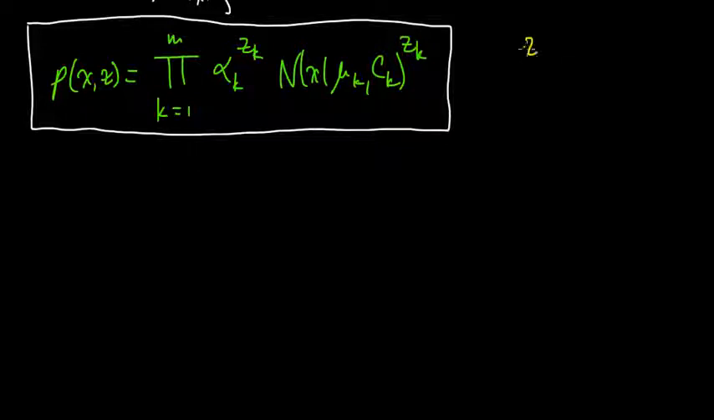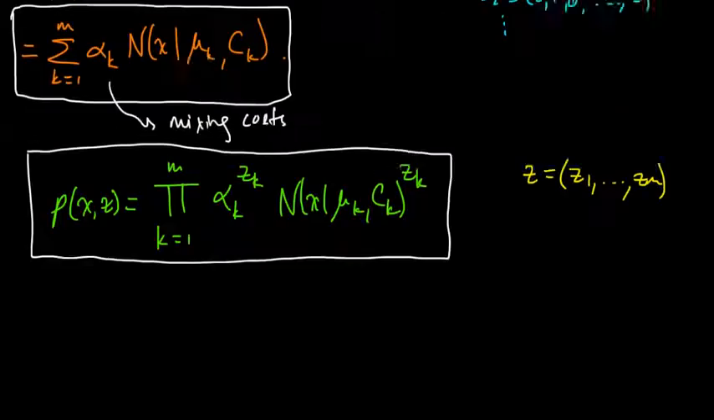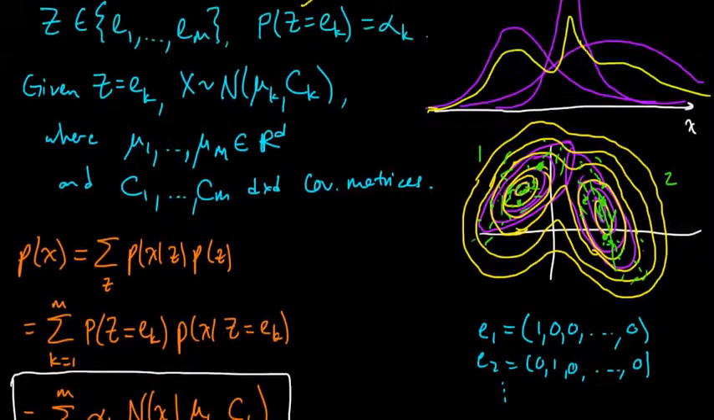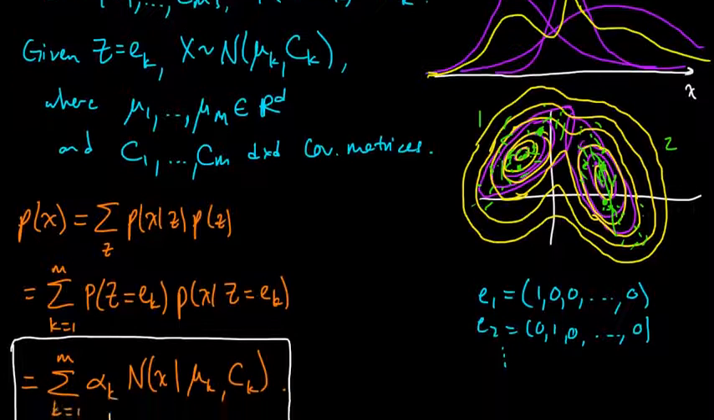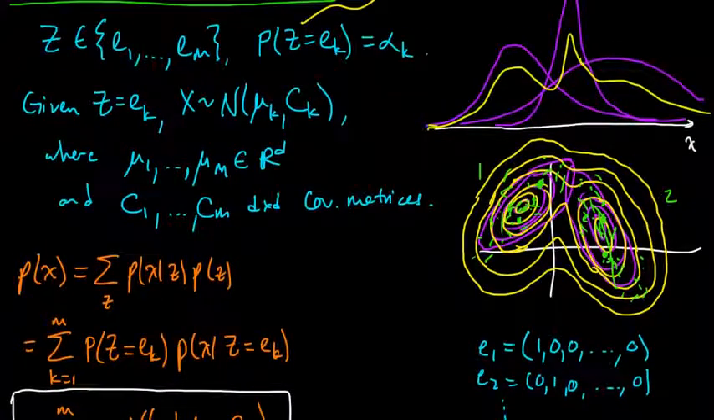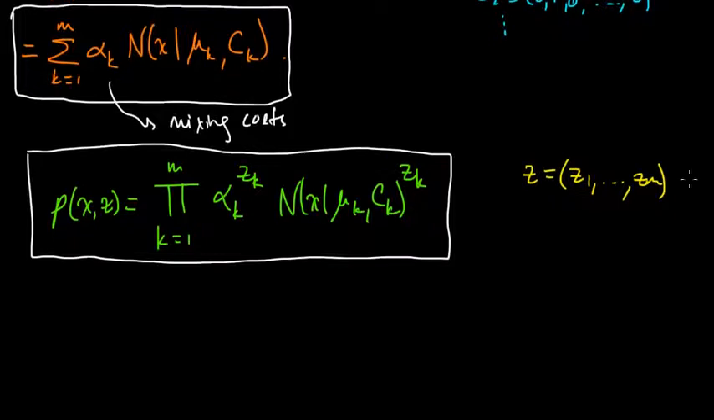So here, just to make it clear, this z is a vector, z1 to zm. Wait, is it zm? Yeah, that's right, m, because it picks which of the m components, which of the m densities, you're going to use.